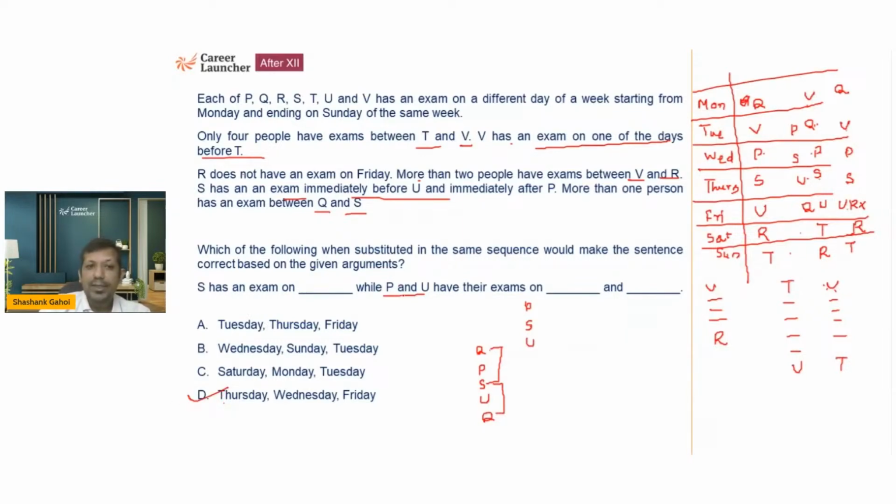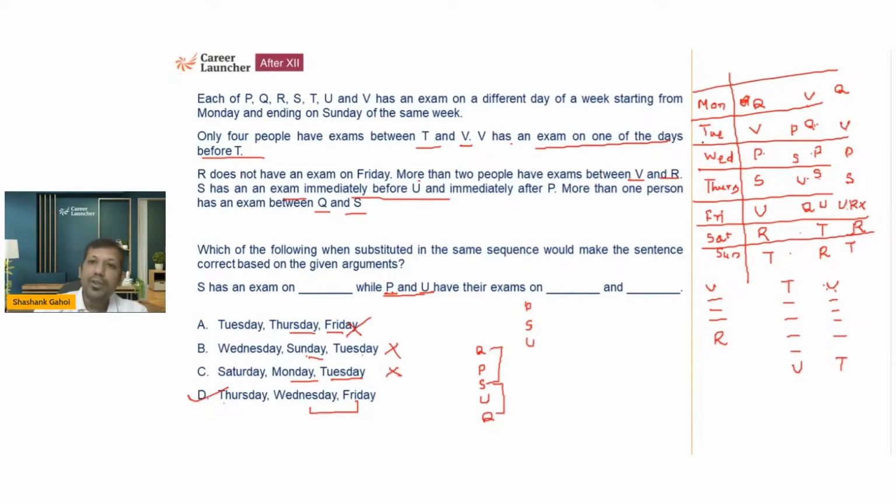Now, basically, between P and U, there is going to be a difference of 2 days. Now it is Thursday and Friday, 2 consecutive days. So this is rejected. Sunday and Tuesday, no, because we are talking about Monday to Sunday. Tuesday after Sunday is not possible, so that is also rejected. Monday, Tuesday, 2 consecutive days, not possible. So the only possible option that is left with us is option D.